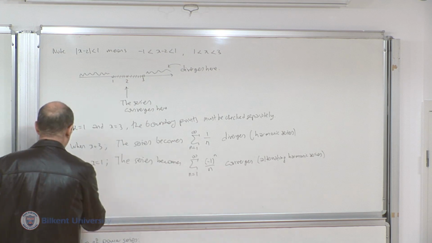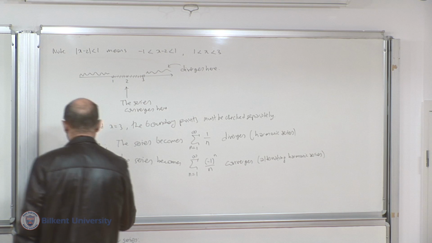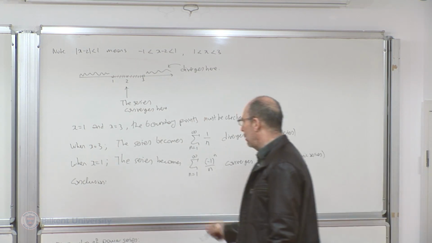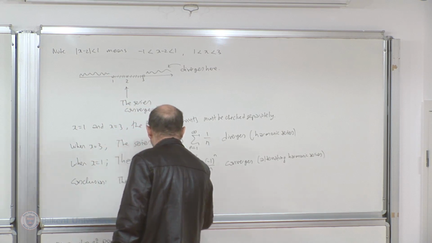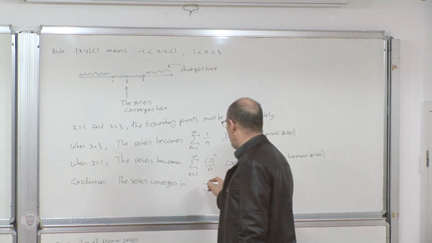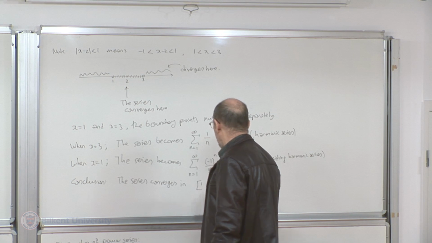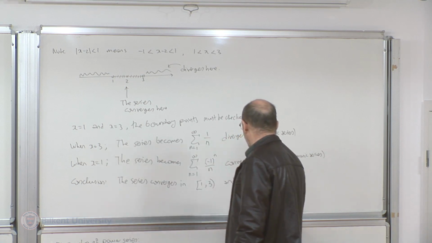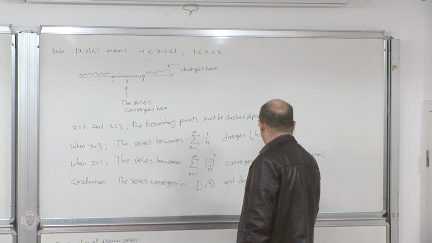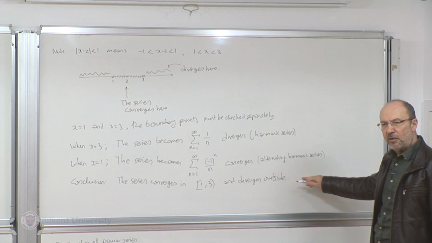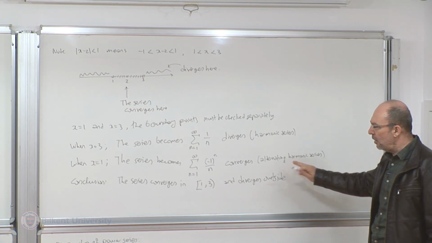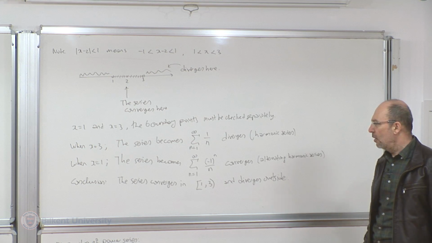Okay. So we did all these calculations because we wanted to reach this conclusion. The series converges in, so where it starts from minus 1. Okay, 1 is included, 3 is not, and diverges outside. So this calculation is typical of any calculation you should do with the power series, because now we covered all the points. Given any point in the real line, we definitely know the behavior of the power series there.